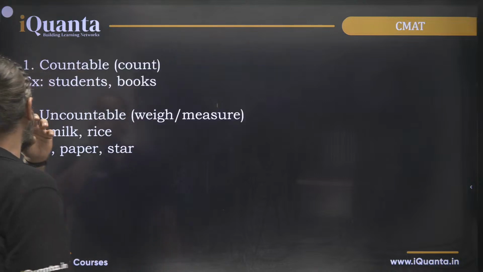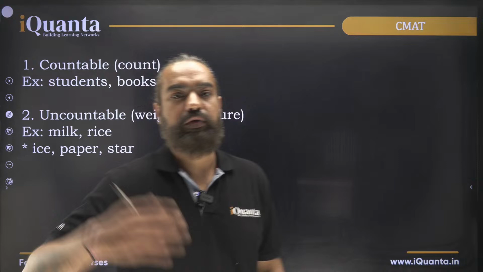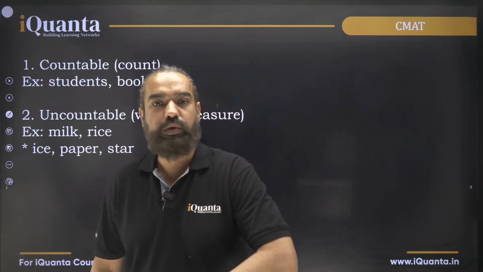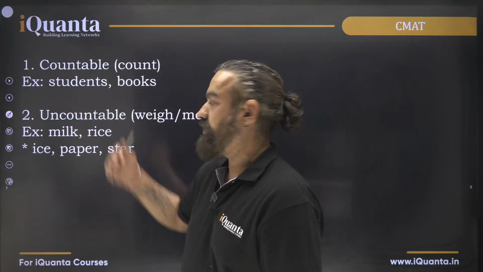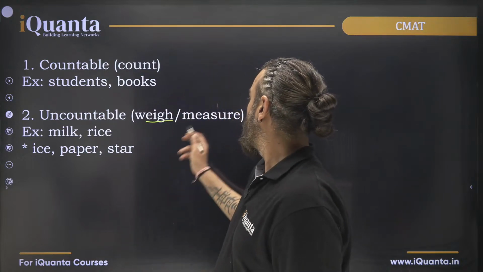For example, students, books. Can you count one student? Yes. Can you count multiple students? Yes. Can you count one book? You can count it. Can you count multiple books? Yes, you can do that. Uncountable things are things which you can either weigh or measure.